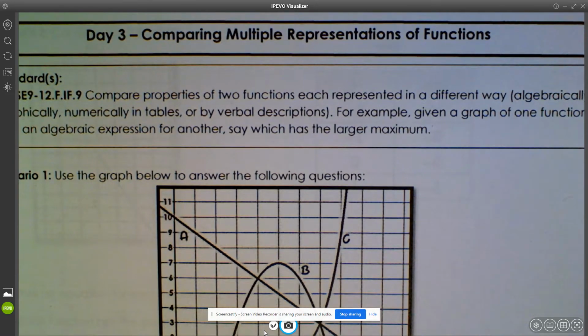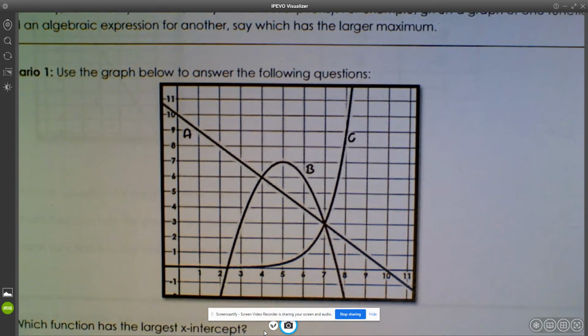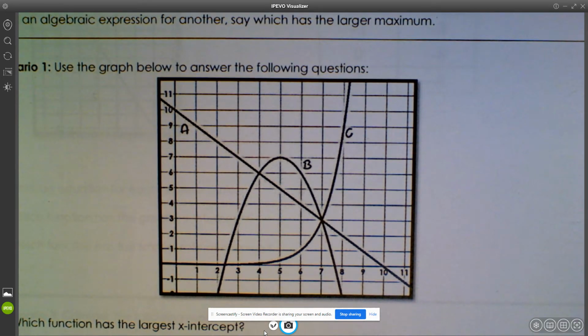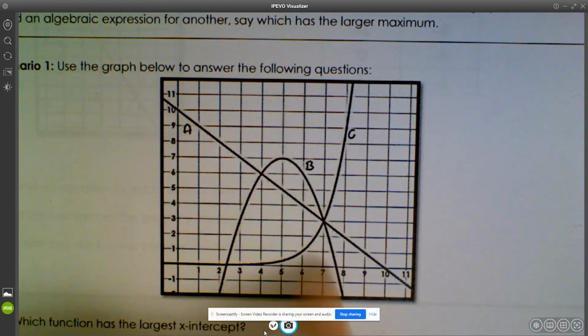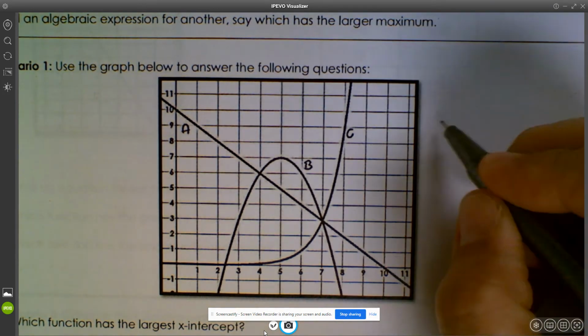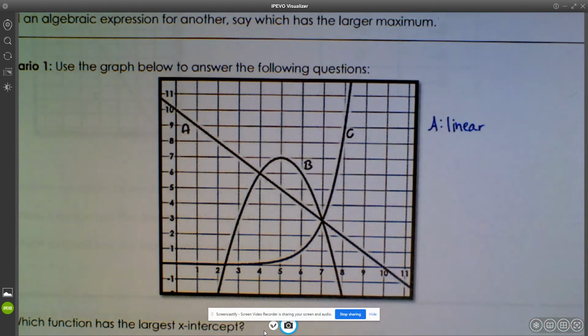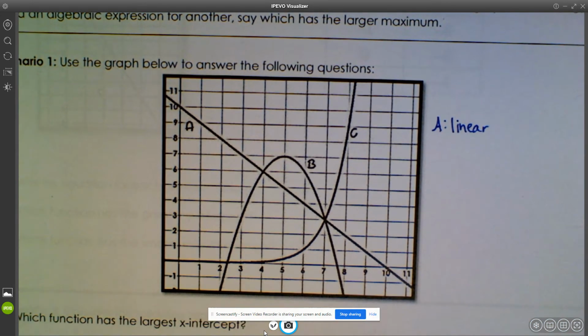So today we're going to work with day 3, comparing multiple representations of functions. So what I'm going to do is start with a graph, and let's talk about each of these functions. Okay, so how would you describe the graph of function A? Well, we know that function A is going to be linear. Notice that we have a constant rate of change the whole way through.